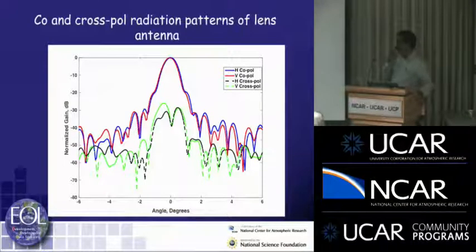This antenna pattern shows the H and the V pole so that we can get a very good ZDR measurement if necessary. Then also cross-pole measurements, which are very good in this case; the lens antenna is 40 dB lower. That gives a very good dynamic range in cross-pole measurement, guaranteeing more than 20 dB, which is necessary to discriminate between liquid and ice phase.